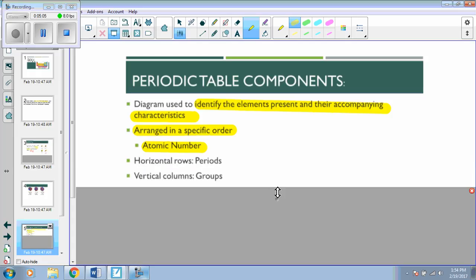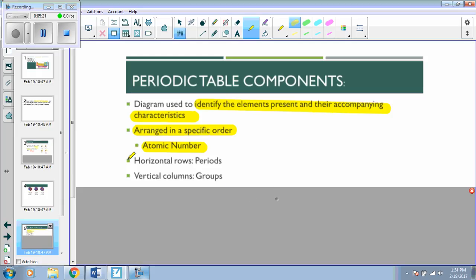Alright, this is important in terms of knowing the horizontal rows versus the vertical columns on a periodic table. You guys might be asked, go to period 1, group 1. What element is that? Well, that's going to be hydrogen.